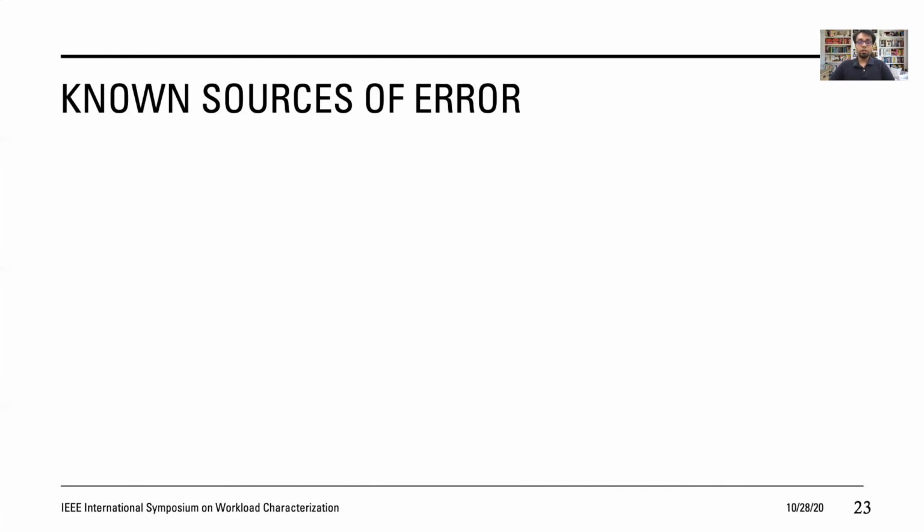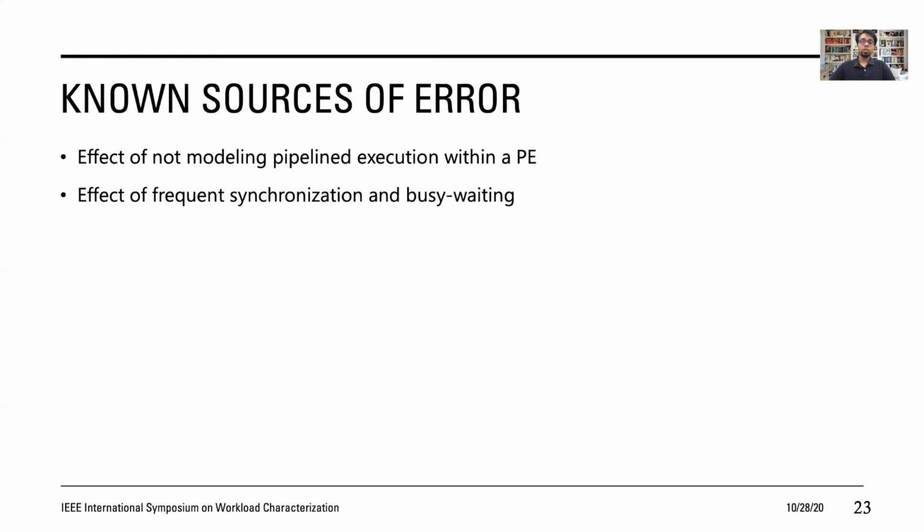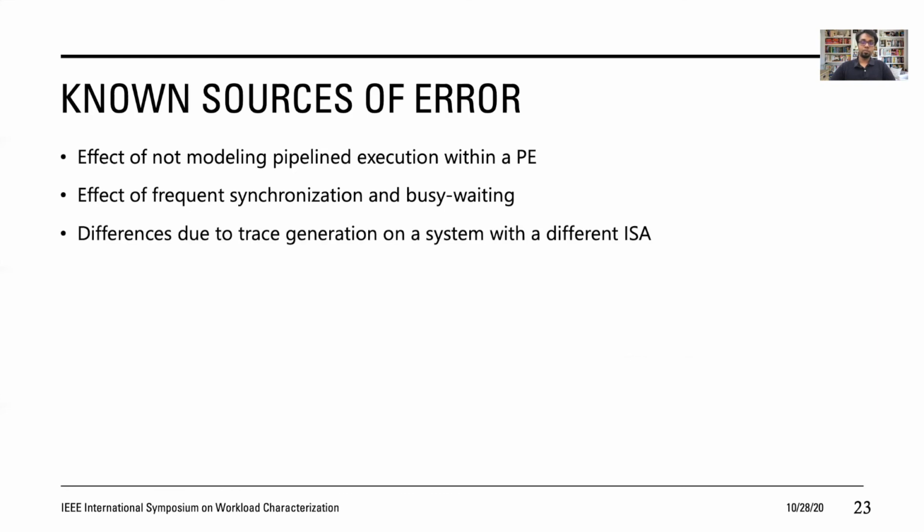HetSim fundamentally trades off simulation performance for accuracy of simulated results. Here are some known sources of errors. HetSim doesn't model pipelining within a PE and assumes fixed latencies for instructions. Frequent synchronization and busy waiting generate additional memory traffic that is dynamic and cannot always be modeled accurately in HetSim. There are inaccuracies due to differences in emitted instructions if the native machine's ISA does not match that of the target. This was the case with transmitter where the native machine used x86, whereas the simulated PEs used ARM cores.